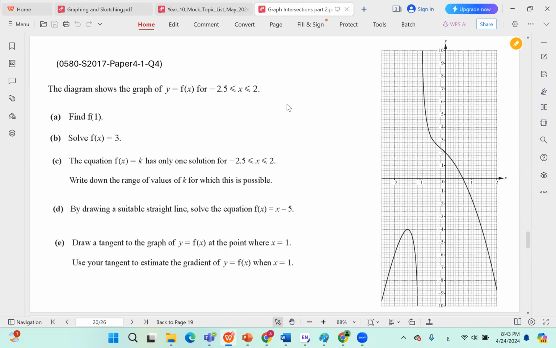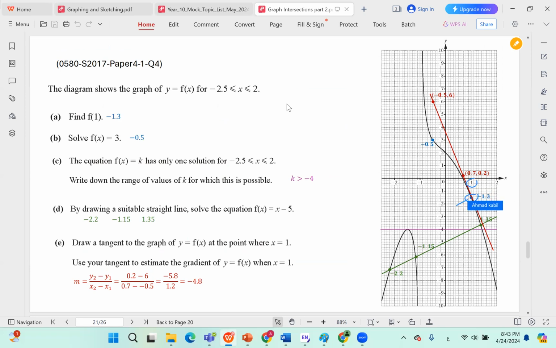The diagram shows the graph of y equals f of x. Find f of 1. So f of 1 would simply be going to the 1 on the x-axis and seeing where the point cuts the black graph. So the black graph is already given in the problem here. So we just go to 1 and see where this cuts. So this is negative 1.3, and this is the answer to A. For B, we are required to solve f of x equal to 3. So 3 here would be this horizontal line. And we want to see where it cuts the curve. We want the corresponding x value. So the corresponding x value here is just negative 0.5, and hence this is the answer to B.